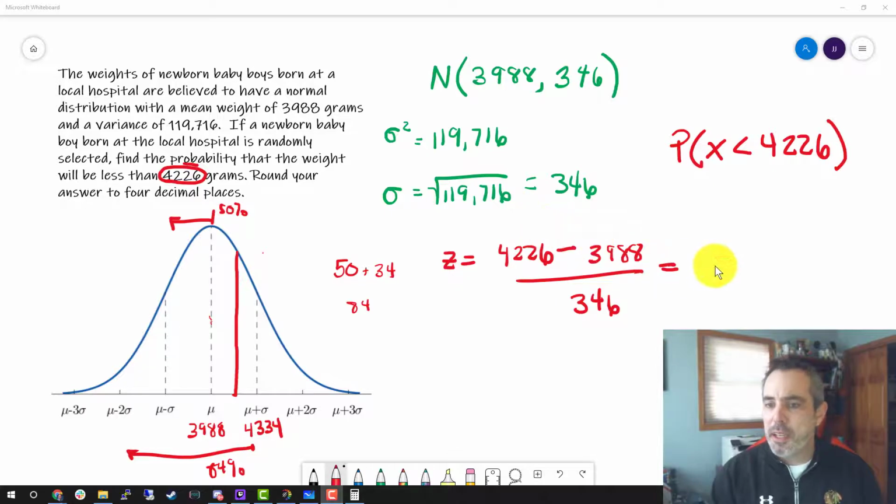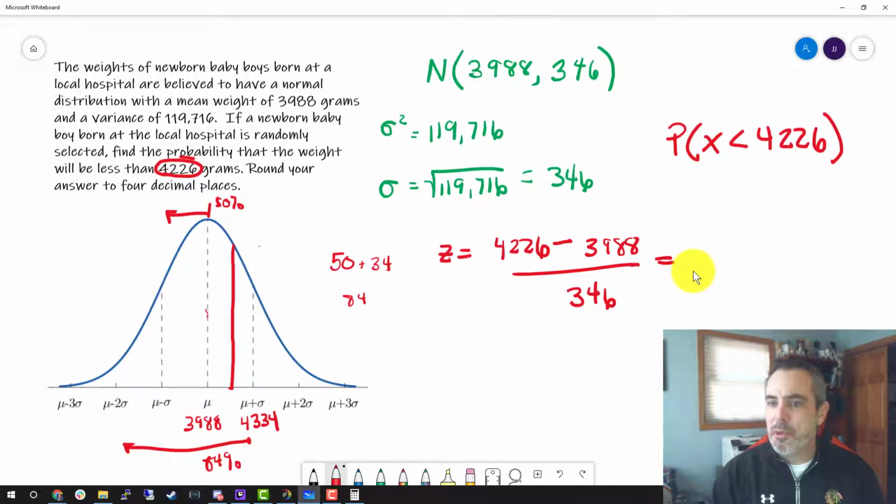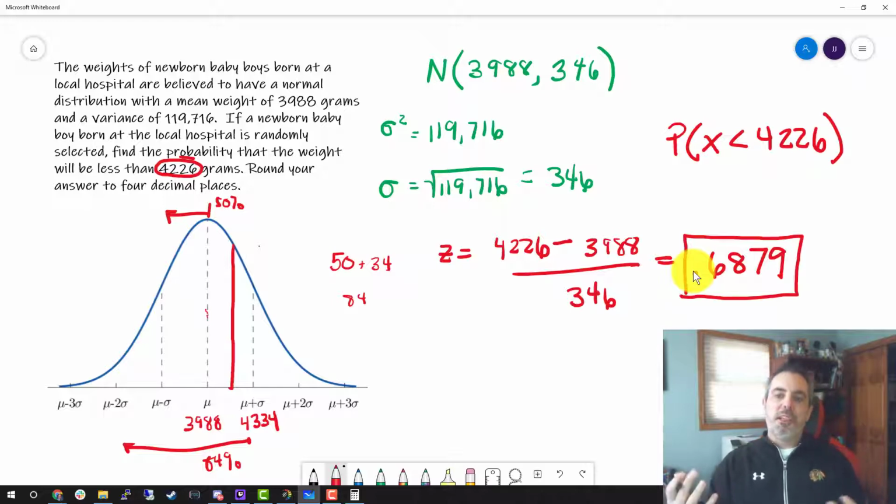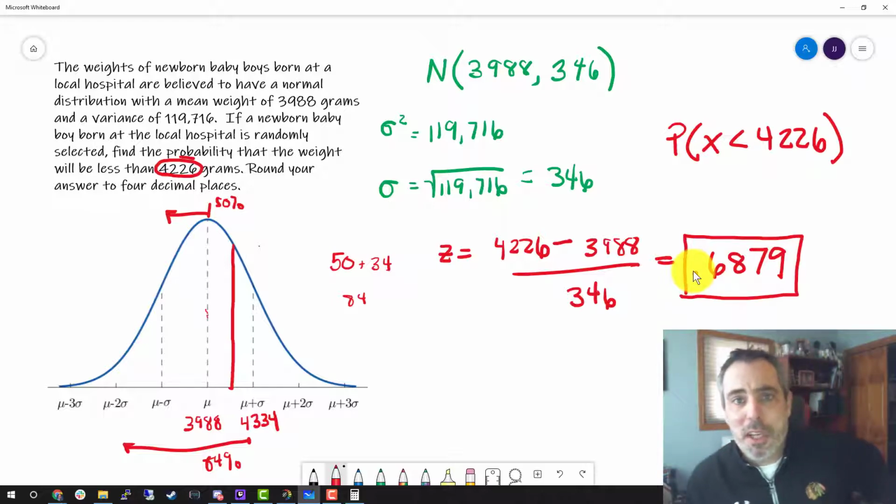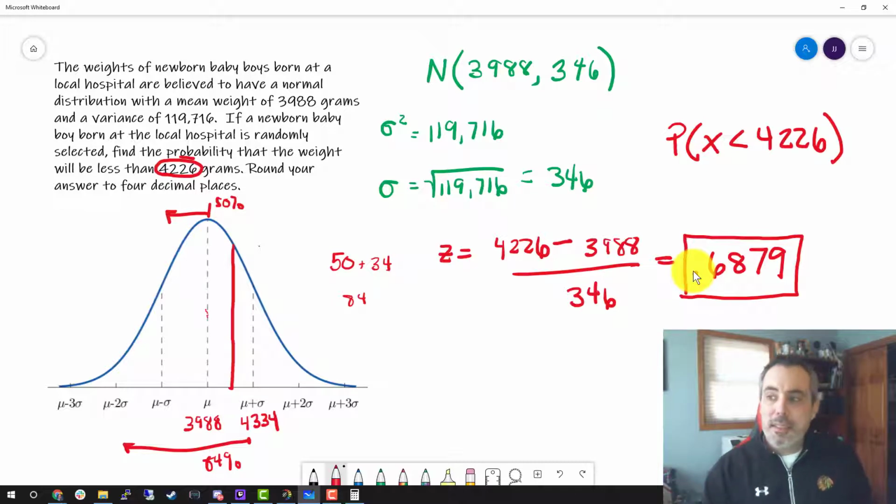All right, after doing that with my calculator, I came up with 0.6879. This is my z-score, and it's really important to remember that, because a lot of people will look at this and it looks like a percentage, like 68%, and 68% almost looks like it would fit right in here, but this is not 68%. We want to find the probability that the weight will be less, so we're looking for the percentage that is less than the z-score of 0.6879.